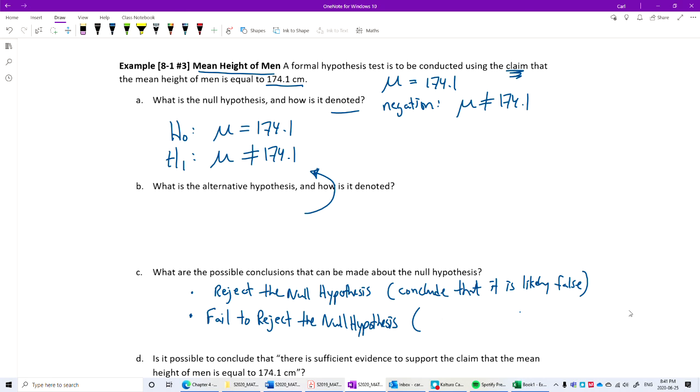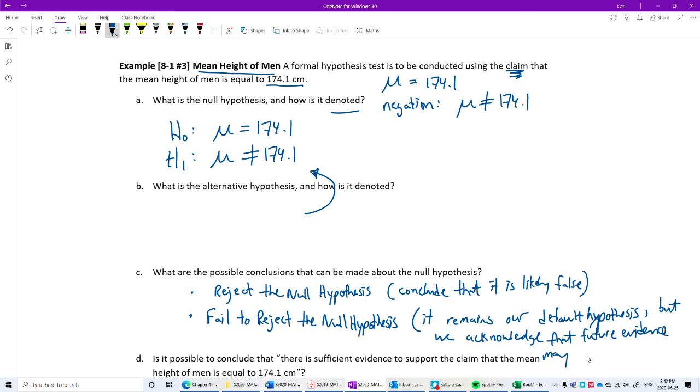It remains our default. The null hypothesis remains our default assumption, but we're still open to evidence that contradicts it. It remains our default hypothesis, but we still accept that it might be contradicted in the future, but we acknowledge that it might be. Acknowledge that future evidence may contradict it.